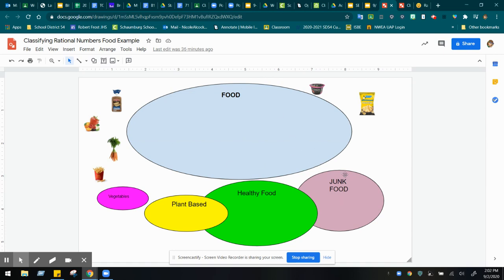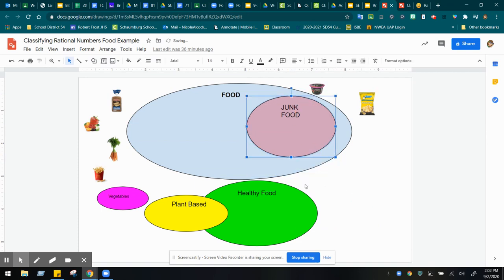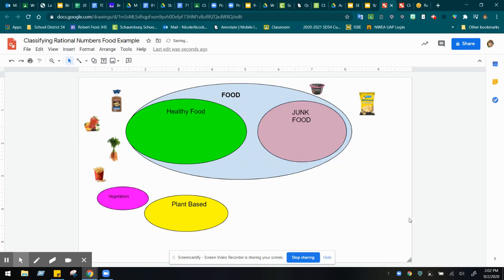And then here I have junk food, which is one category. And I also have another category that's healthy food. Obviously those aren't the same thing. Junk food and healthy food are two different things. You can't be the same thing at the same time, but they're both food.